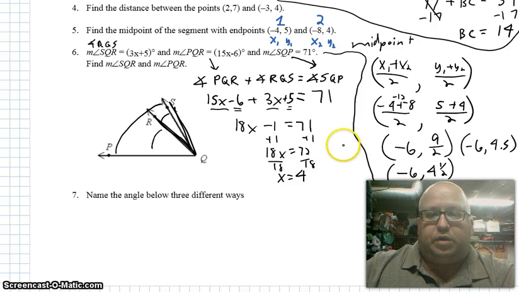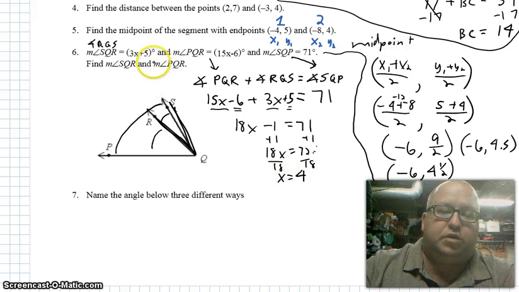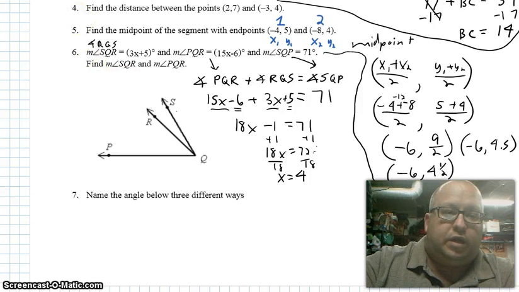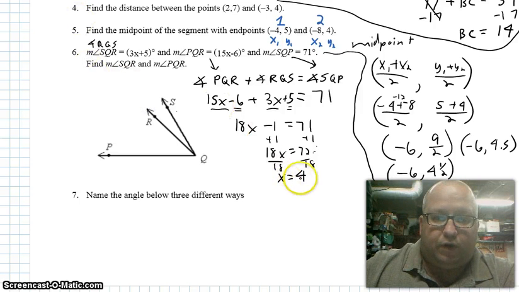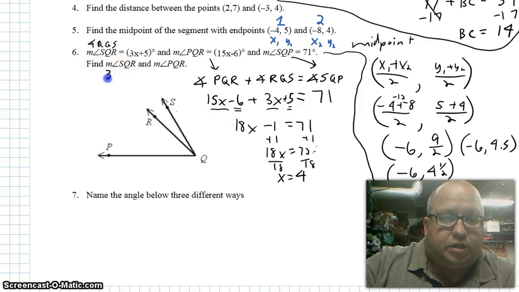Now, whenever you do one of these, you always want to ask yourself, what did it ask me? Did it ask me to find x? Did it ask me to find a certain measurement or what? I always encourage everybody to go back and check the problem and say, what is it really asking me for? In this case, we found that x is 4, but it really wants SQR, which is 3x plus 5, and PQR, which is 15x minus 6.